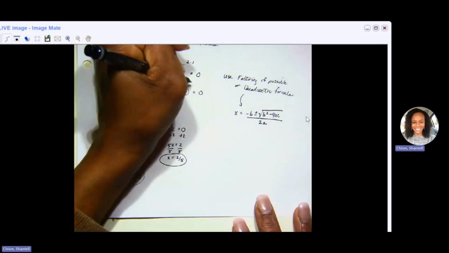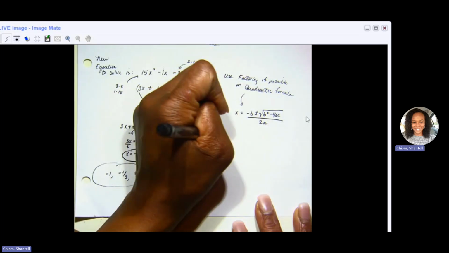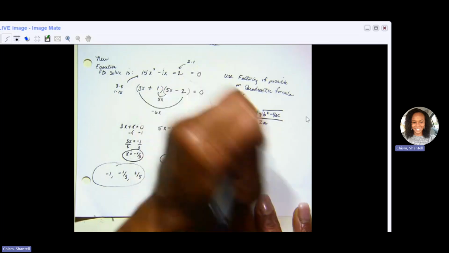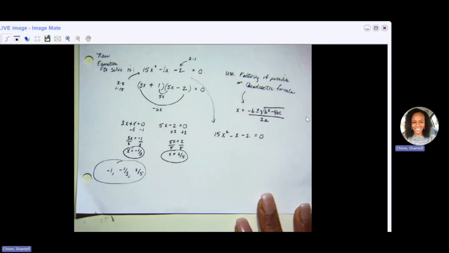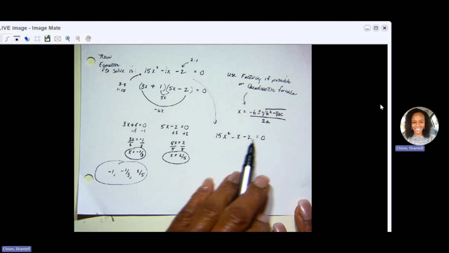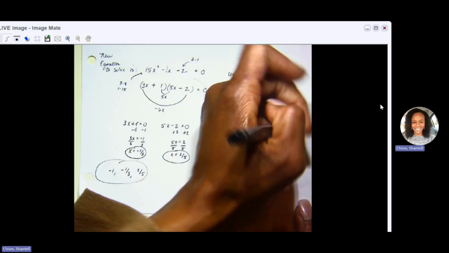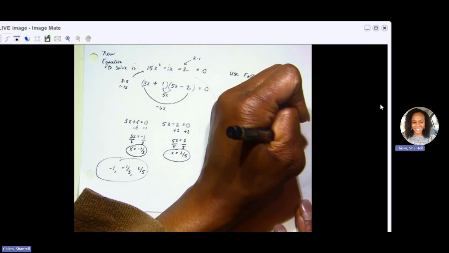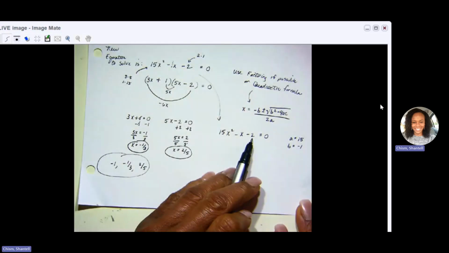So let's say I got to this point right here, and let's say I was unable to factor. So I'm going to take that equation and rewrite it. Okay? And again, let's say I'm not comfortable with factoring, or I can't remember factoring very well. So what I do is I identify A, B, and C, and I use the quadratic formula. A is the leading coefficient. It's the coefficient of the x squared term. B is the coefficient of the x term, and C is the constant.